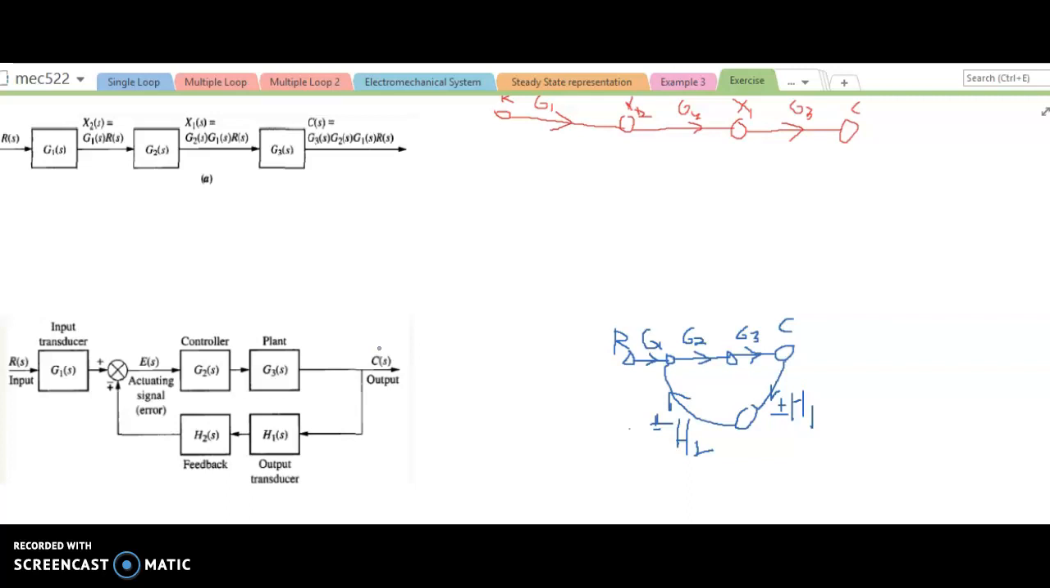So I hope you can understand the signal flow diagram, and that you can draw it from a block diagram to signal flow. That's all for this video. Next kita jumpa pasal Mason rule. Thank you.